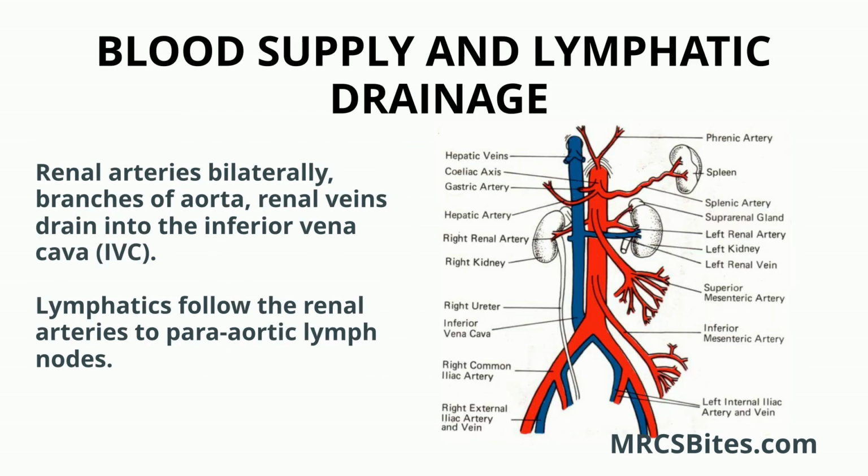Blood supply and lymphatic drainage. Renal arteries bilaterally, branches of aorta, renal veins drain into the inferior vena cava, IVC. Lymphatics follow the renal arteries to para-aortic lymph nodes.